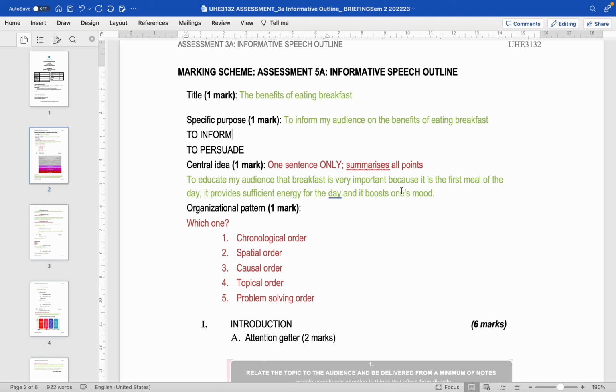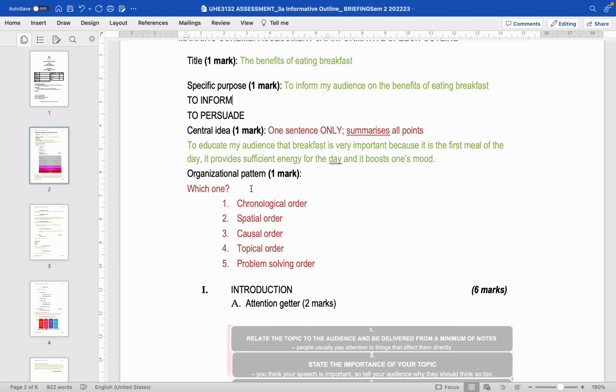Okay, so the central idea has to be written in one single sentence, and it has to summarize all 3 points that you have in your speech. Okay, all right, so the next one is the organizational pattern.